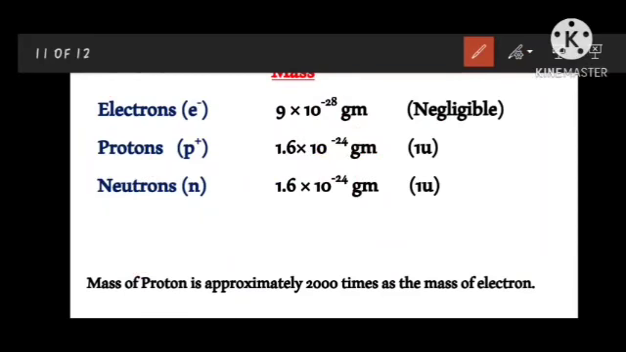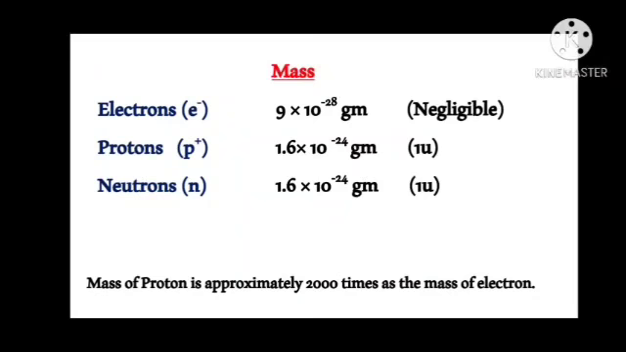So we can say that the mass of electron is negligible as compared to the mass of proton and neutron. We cannot say that electron has no mass. If we compare the mass of an elephant and an ant, then the mass of the ant is negligible as compared to the elephant. That does not mean that an ant has no mass. In that way, we cannot say that electron has no mass. But the mass of electron is negligible as compared to proton and neutrons.